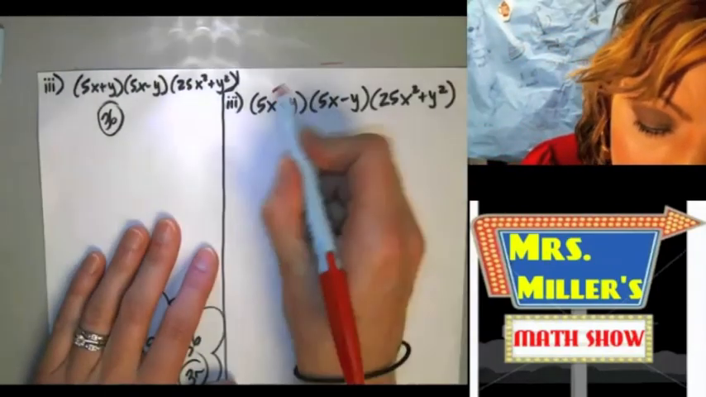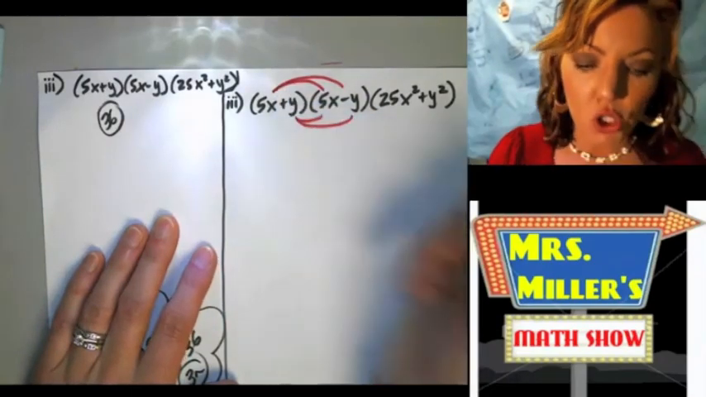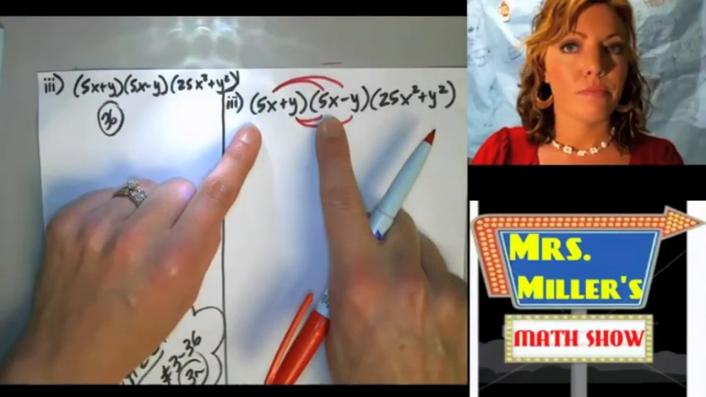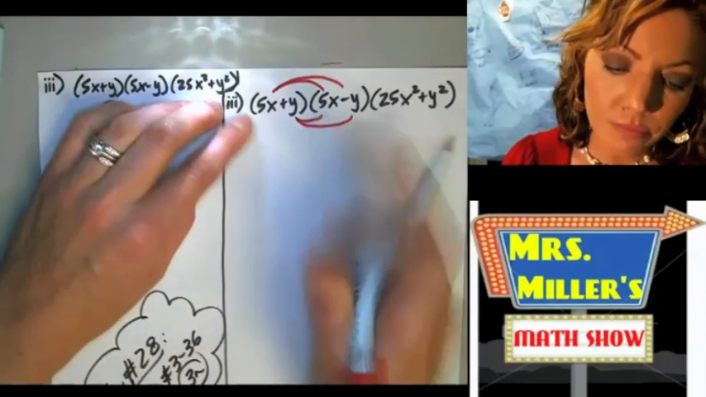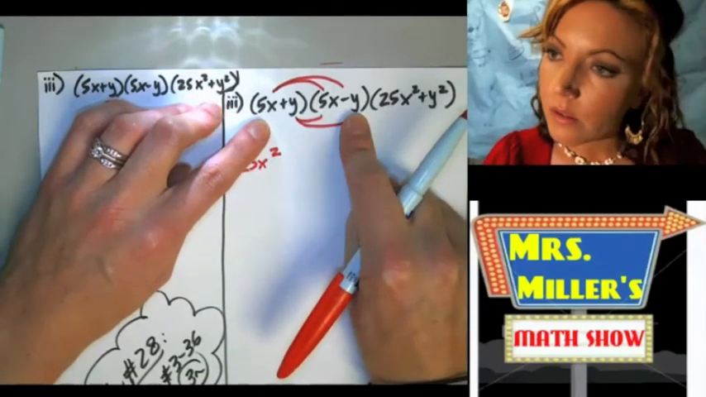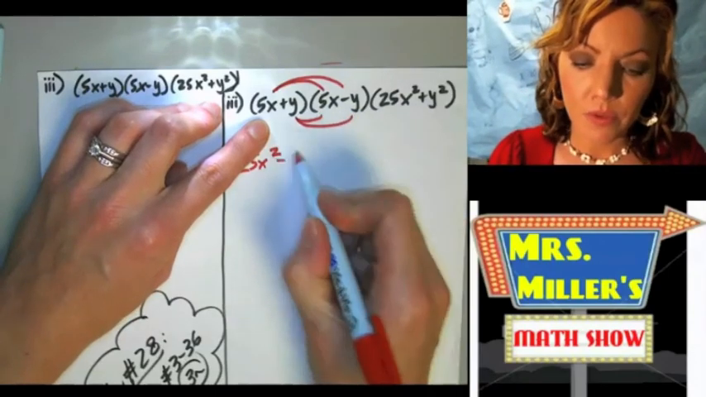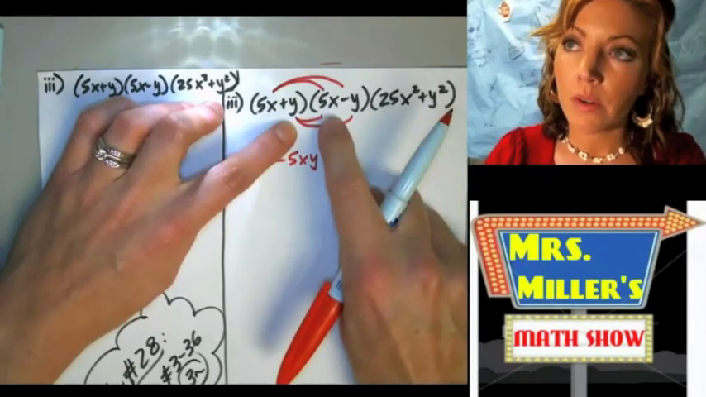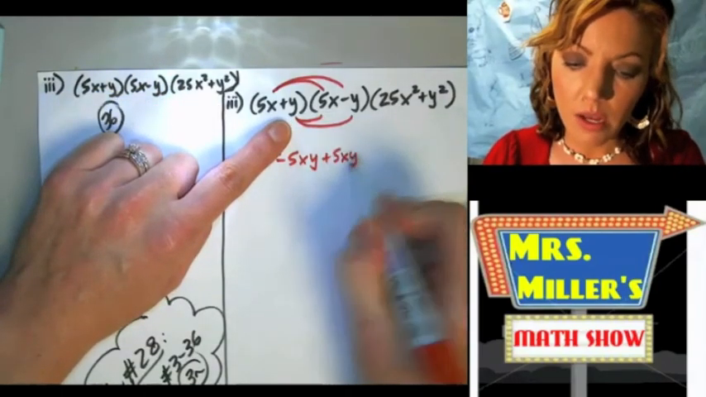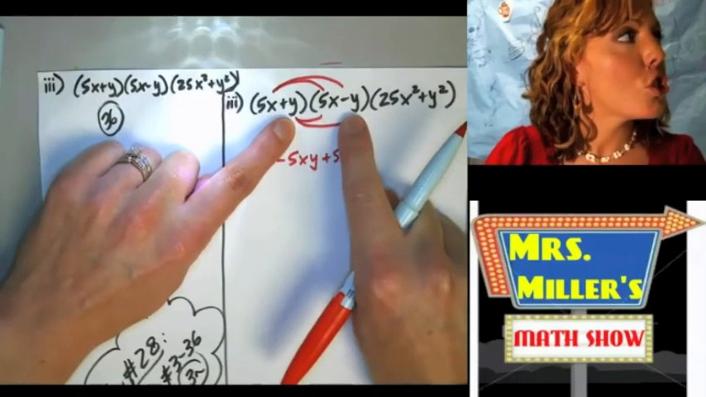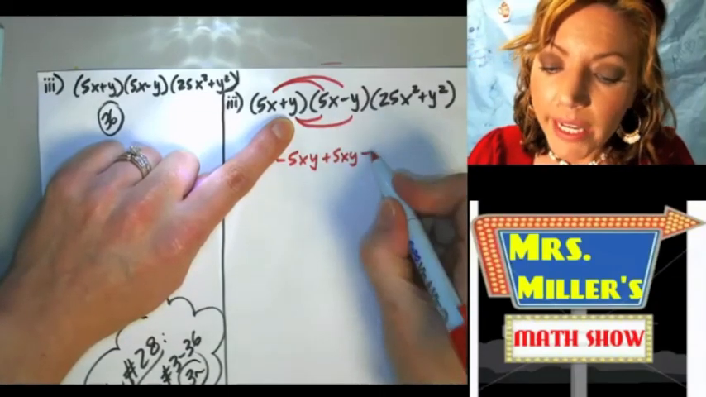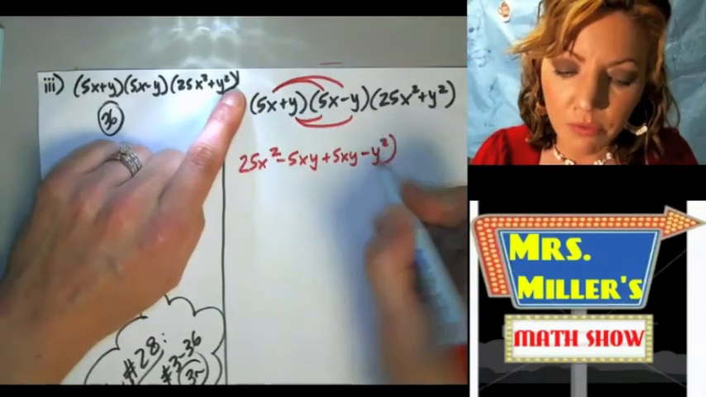So if we pick these 2 and do FOIL with them first, can somebody tell me what this FOILs out to? Thane. 25 x to the second. Good. Negative 5x y. Good. The inside ones? 5 plus 5 x y. Uh-huh. And the last. Minus y. Okay, y times y is y to the second. Cool. Everybody give it up for Thane.